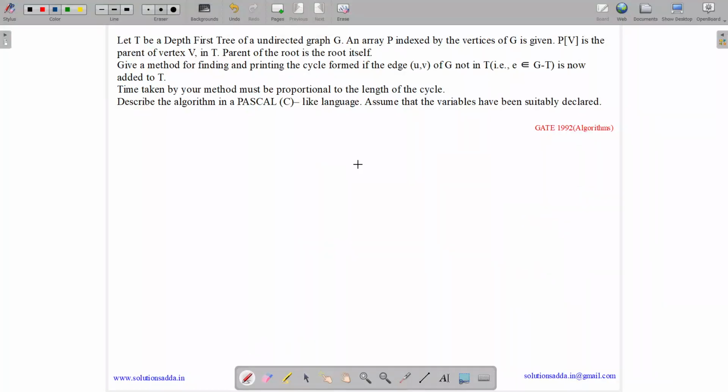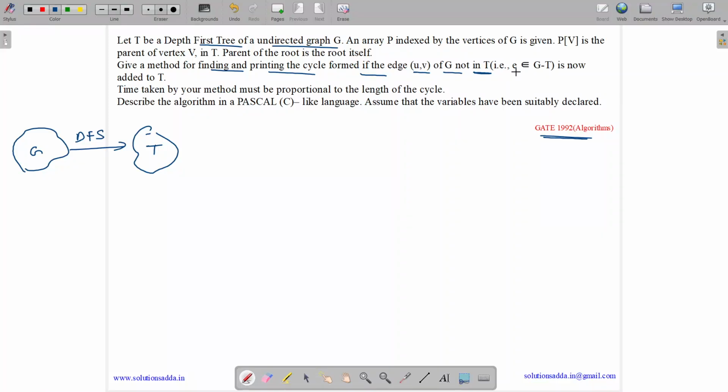This question belongs to the algorithm subject and was asked in GATE CSE 1992. The question states, let T be the depth first tree of an undirected graph G. So we have an undirected graph G and a DFS of that, which is a tree T. An array P indexed by the vertices of G is given. P of V is the parent of a vertex V in T. Parent of root is the root itself. Give a method for finding and printing the cycle formed if an edge uv of G not in T, i.e. edge belongs to G minus T, is now added to T.